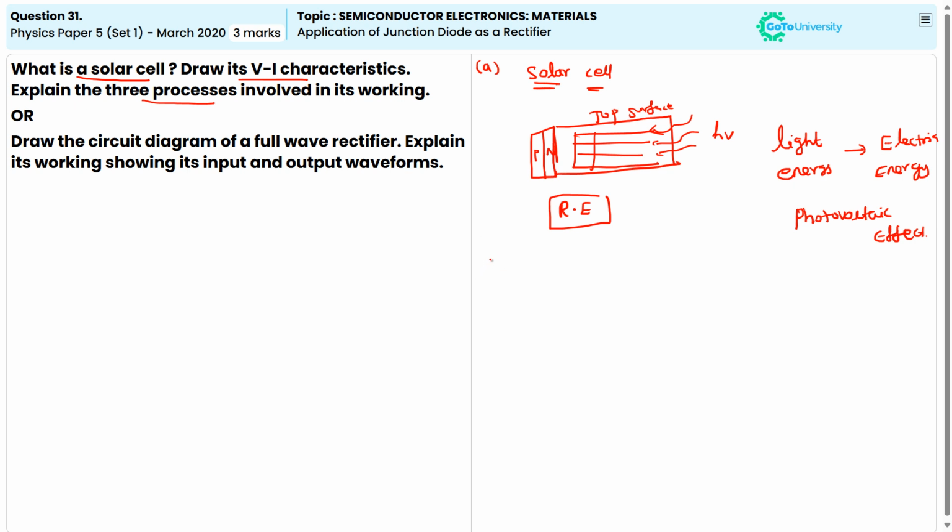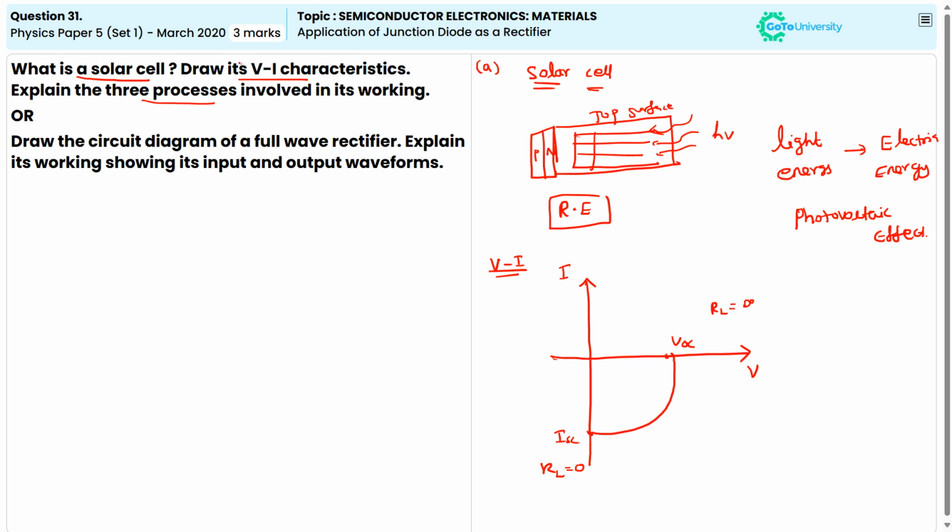Now let us discuss the VI characteristics of a solar cell. We are going to take the voltage on the x-axis and the current on the y-axis. So now we have VOC and the short circuit current ISC. We'll get the curve like this because ISC is the short circuit current when the load resistance RL is 0, and VOC is the open circuit voltage when the load resistance is infinity.